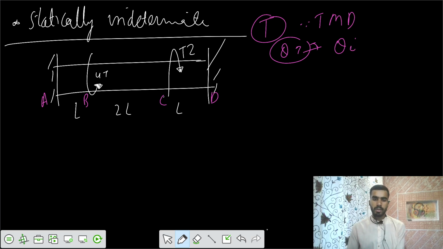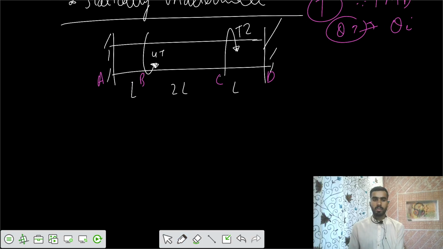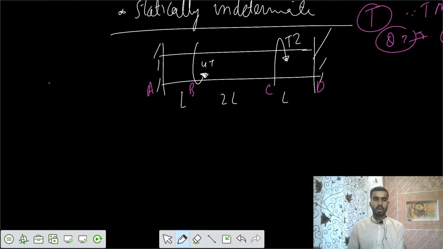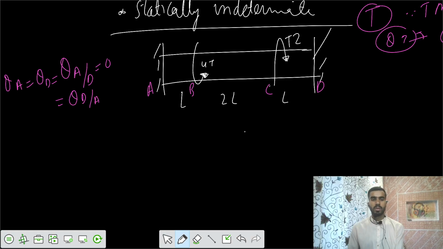So by the compatibility equation, theta at A with respect to D equals 0, and we can also say theta at D with respect to A is also 0. That means the summation of all those theta would be equal to 0. The torque would be contributed between the three spans in such a way that the net value of theta would be 0. This should be satisfied. And we can also make the line diagram.